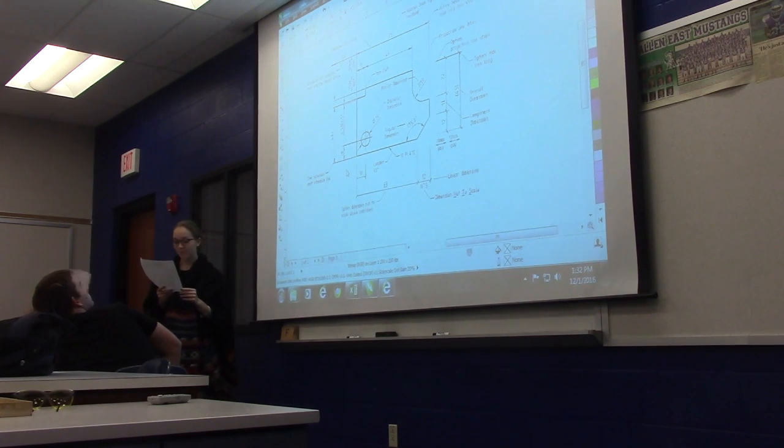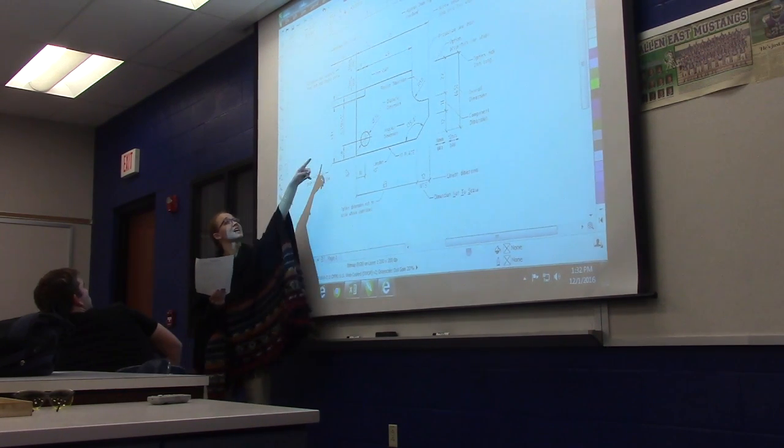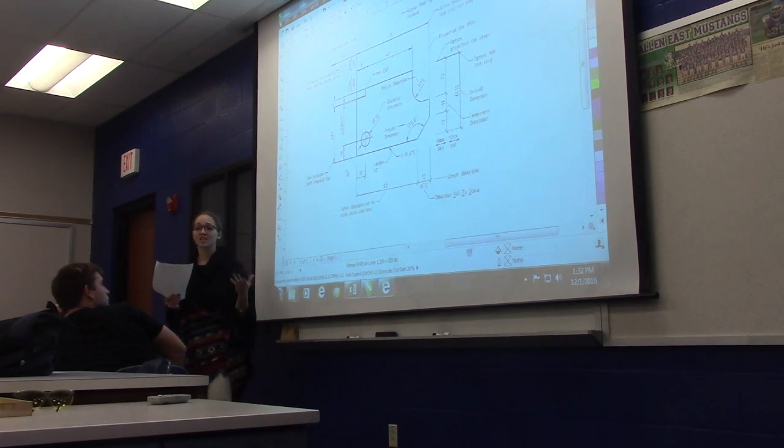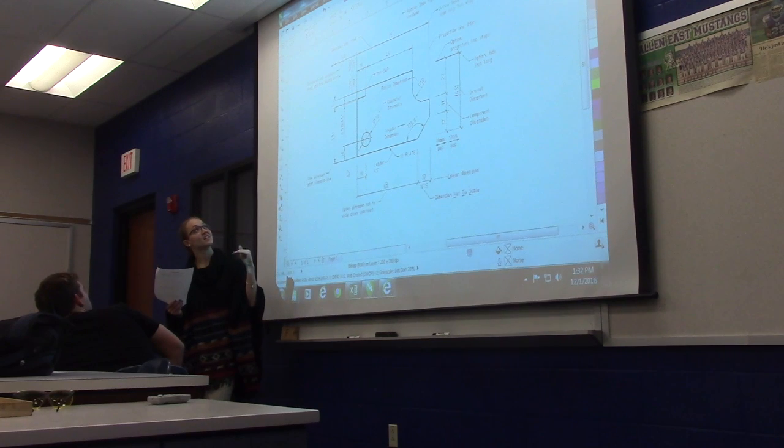Dimension numbers should be centered between the arrowheads except when using stacked dimensions, and then the numbers should be staggered. Like I said, your computer is automatically going to center them. The only way to move them is if you intentionally click on the number specifically, and then move it wherever you want it in the dimension.